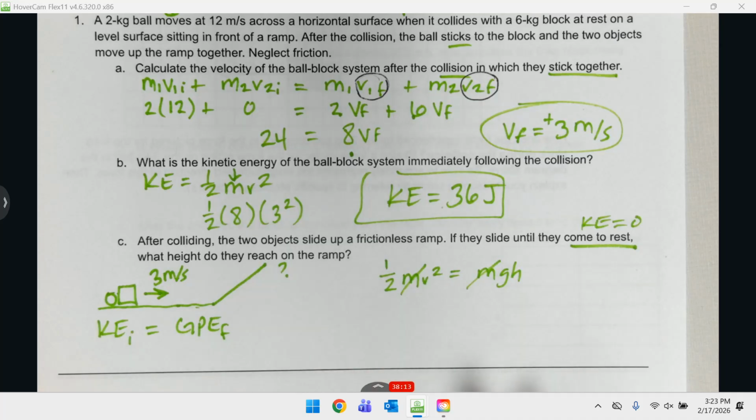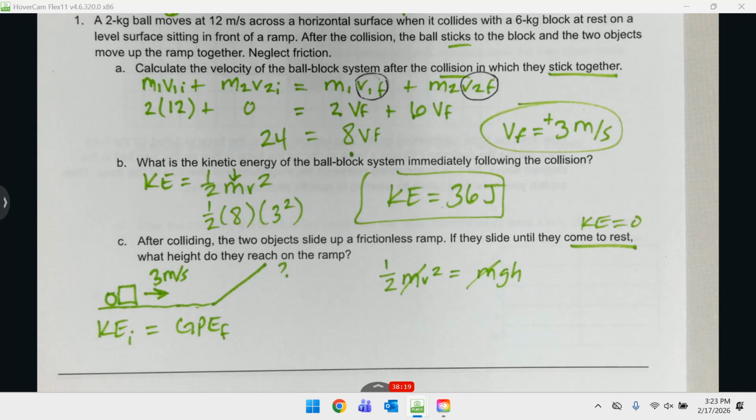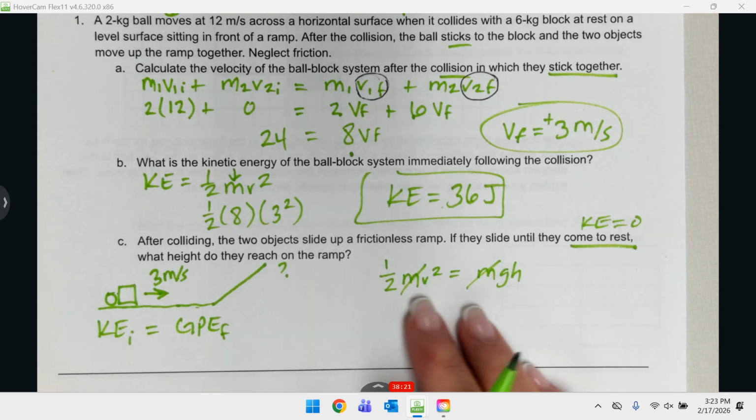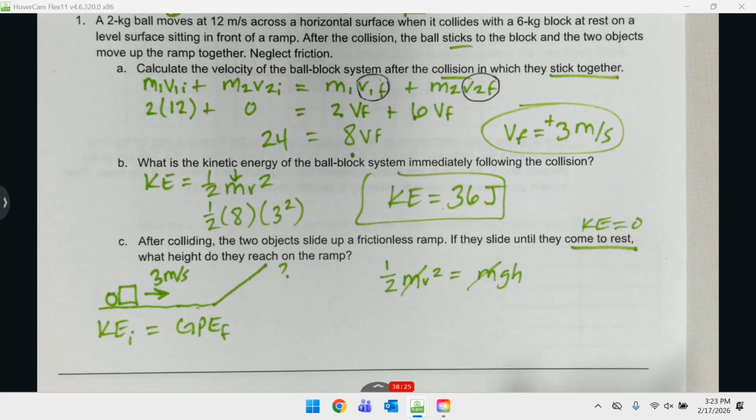There's only 2 terms here. But if you had like work or something over here, force times distance, you can't cancel mass. There's not mass in that. So again, be careful when you're doing that, or just plug in the number.